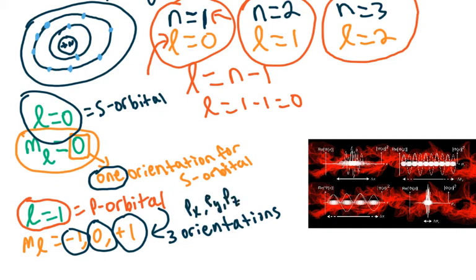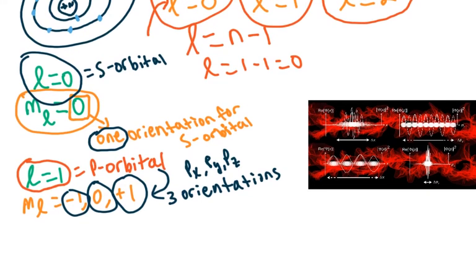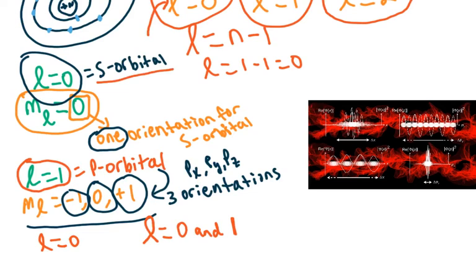Another important thing to realize is that when L is equal to 1, we have these 3 magnetic quantum numbers, but we also have to include the previous azimuthal quantum number, which means when L is equal to 1, we also have to include L equals 0. So overall, we're going to state it as L equals 0 and 1. So what does that mean? Let's see what this means. L equals 0, we just said, was an s orbital. So what does that mean?